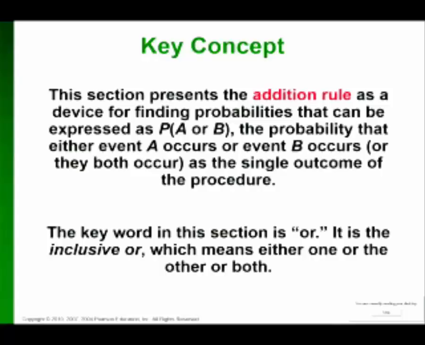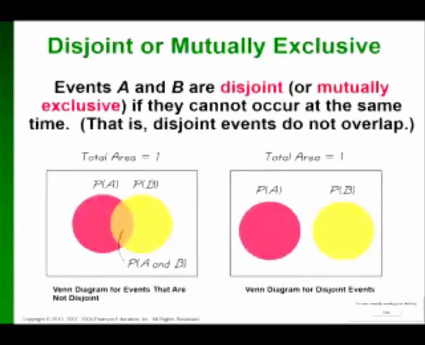A little bit of terminology: disjoint or mutually exclusive. Events A and B are disjoint or mutually exclusive if they cannot happen at the same time. That means there's no overlap. In this Venn diagram, the red circle is the probability of A. The yellow circle is the probability of B. There's no overlap between A and B in the second picture, so this would be a representation of two events that are disjoint or mutually exclusive.